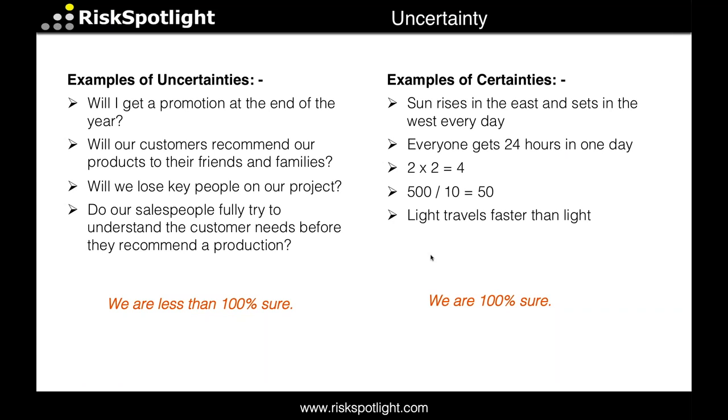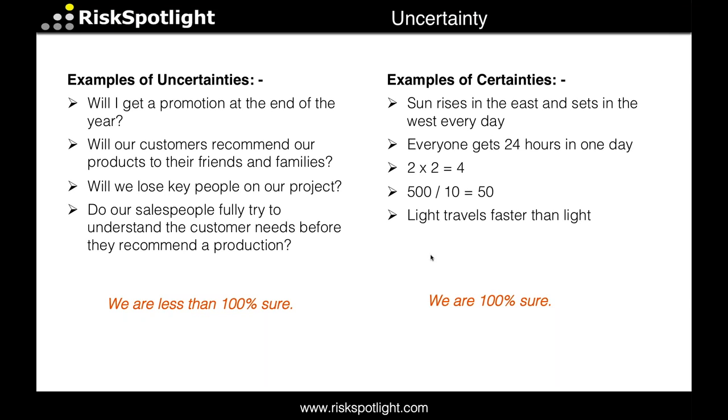So uncertainty is anything which could happen in the future where you're not 100% sure. There is a little bit of doubt about whether it would happen or not. While certainty is where we are 100% sure, so there is no ambiguity, there is no doubt. Examples of uncertainties may be: will I get a promotion at the end of the year? Will our customers recommend products to their friends and families, and help us increase the sales of our product?